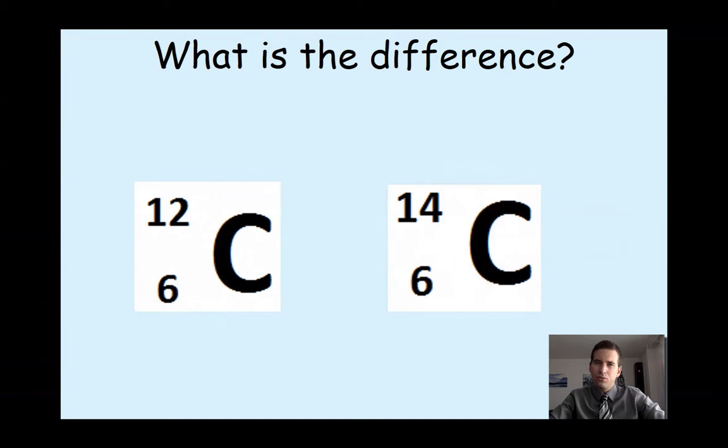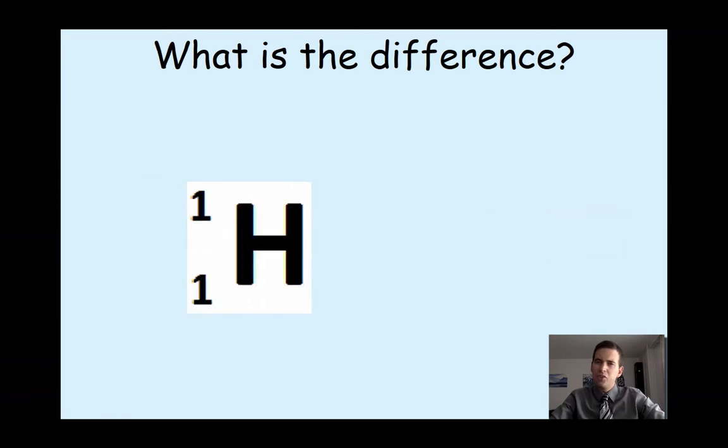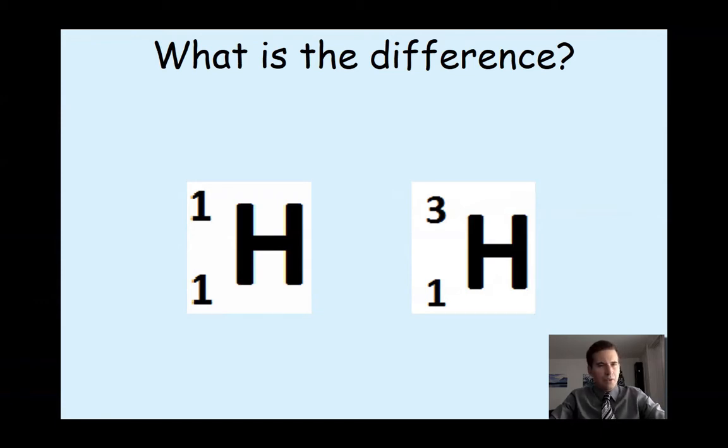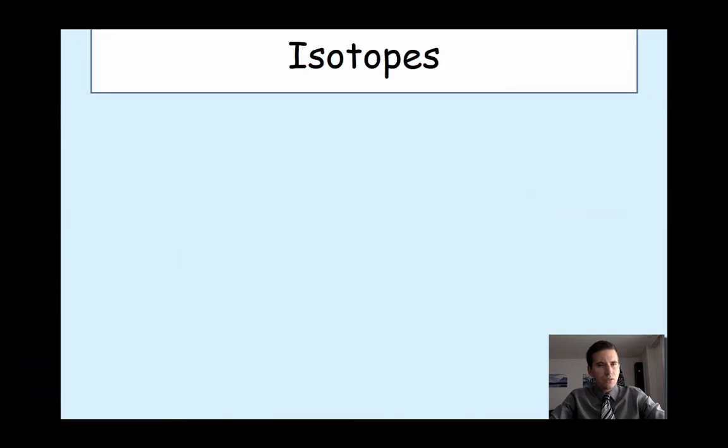So, what's the difference? Okay, it's still carbon, but there's a difference. One of the numbers is different. The mass number is different. How about this one? Okay, again, mass number is different. Now, how can we have this? Well, this is linked to something called isotopes.